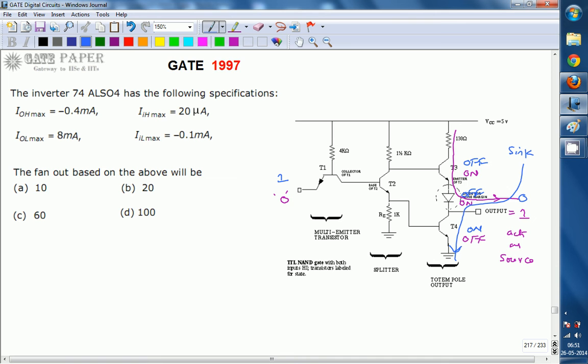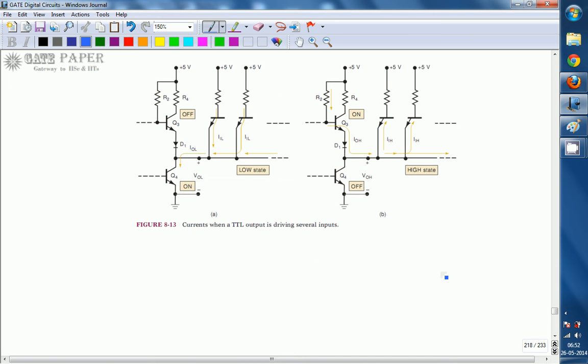This is going to be the situation. I am not drawing the entire part. This is the TTL inverter till this point. We are omitting the input side circuitry and drawing only the actual TTL output stage, because we are only interested in the output node. So this is the output node.